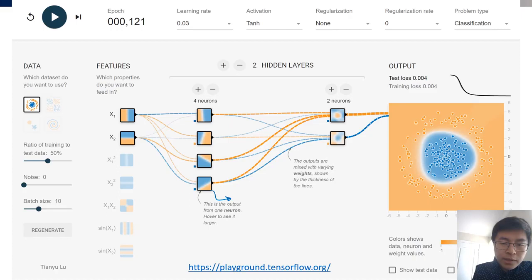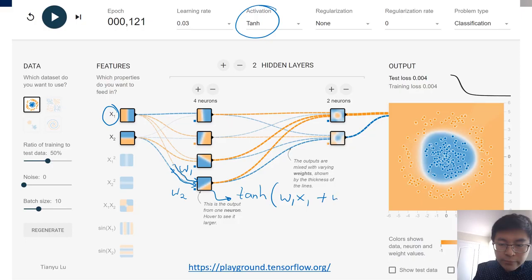Then let's suppose we have W1 corresponding to this orange line approaching it, and W2 corresponding to this blue line approaching it. So this neuron, what that means is really an activation function. In our case, it's actually tanh, an activation function applied on a dot product. So it's essentially W1, X1, where X1 is this thing right here, plus W2, X2, where X2 is this input right here, plus some optional bias term, scalar term B. That's really all there is.